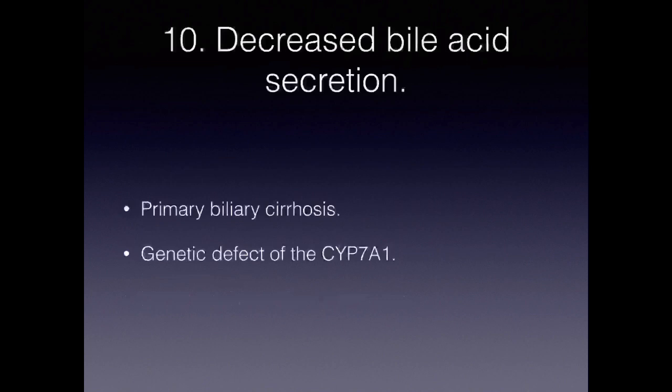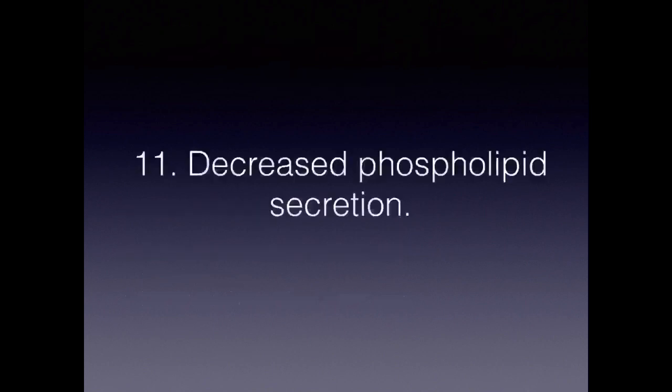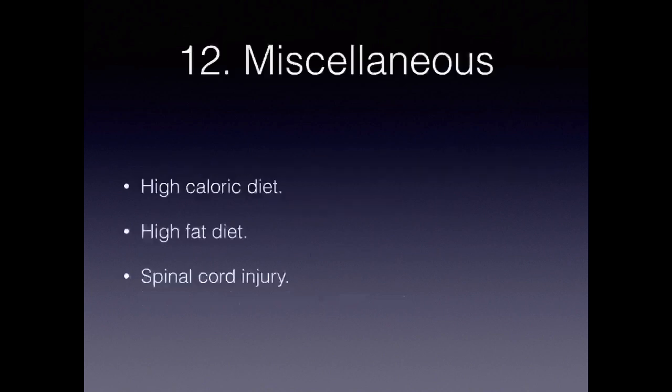Decreased bile acid secretion. The decrease in formation of flow of bile is called cholestasis. It can be caused by 2 factors: primary biliary cirrhosis and a genetic defect of the CYP7A1 gene. There are many other factors related to this. These are 2 which I point out in this video. Decreased phospholipid secretion is another factor we are going to consider here, which is caused by a genetic defect of the MDR3 gene.